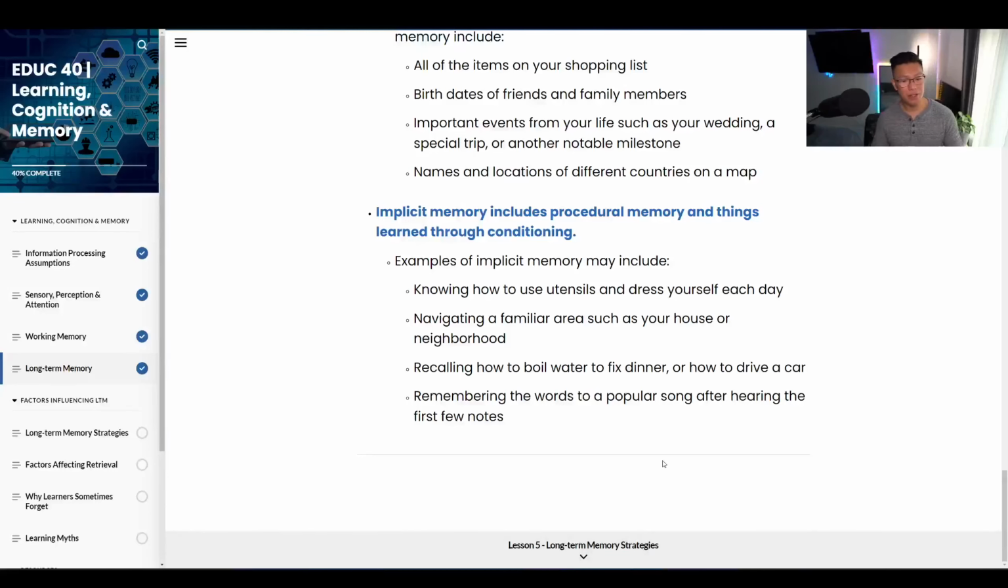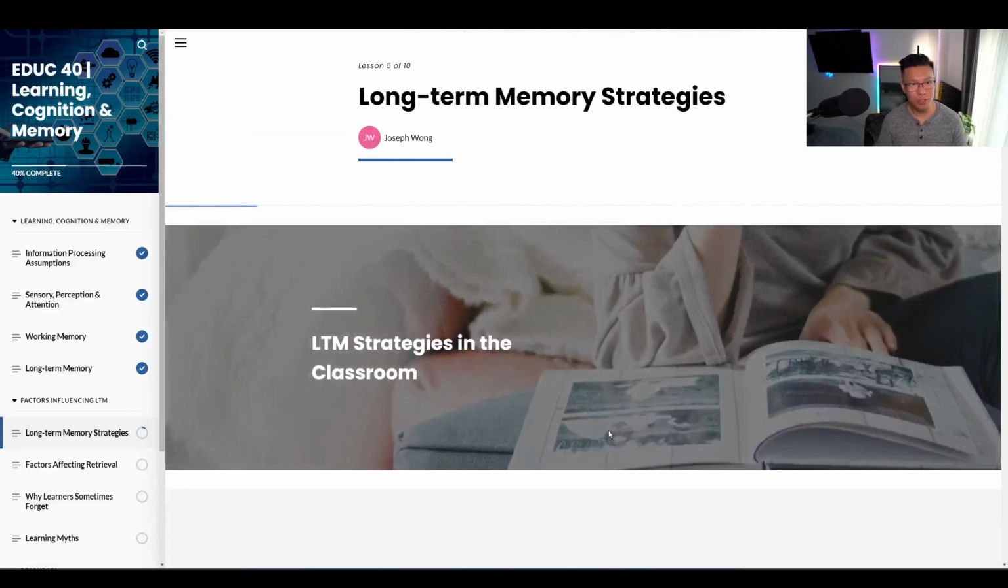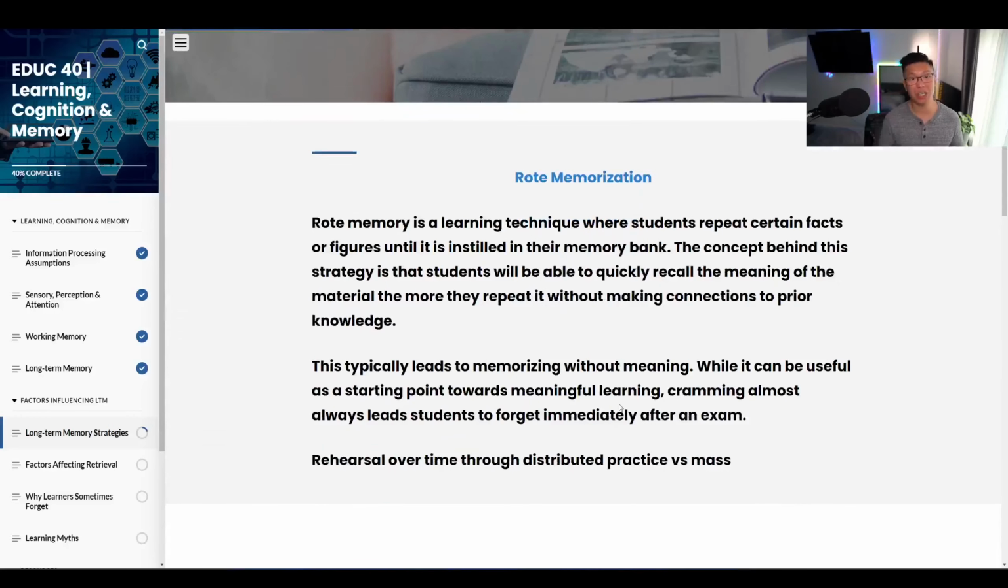All right, so now let's look at different ways that we can store information into our long-term memory. So we're going to look at different strategies that help boost information retrieval and actively encode information, that are often used in the classroom. And maybe this can also help you study as well.